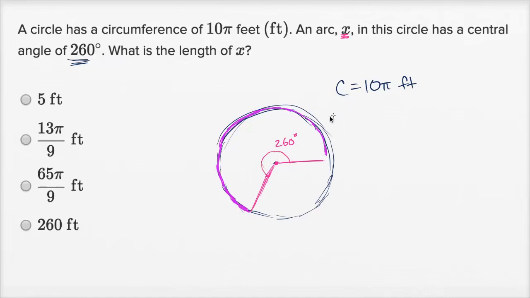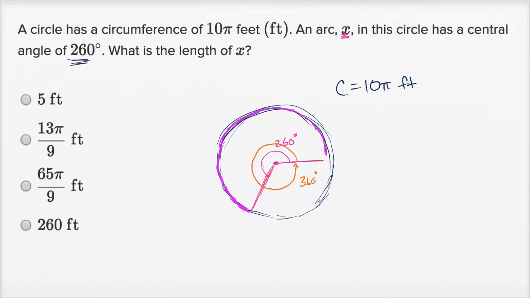What's the central angle of the circumference? Well, the circumference is going all the way around. So if you're going all the way around, that is 360 degrees. So the fraction that the length of x is of the entire circumference is going to be the same fraction that its central angle is of 360 degrees.